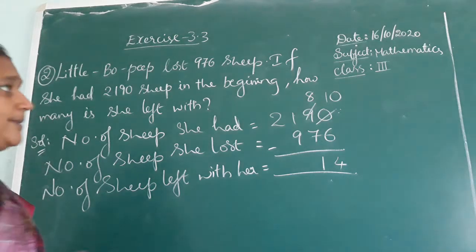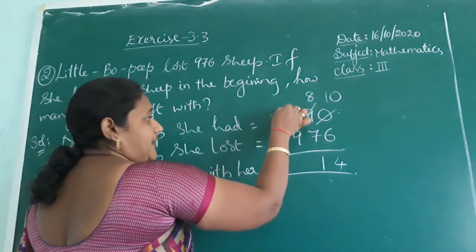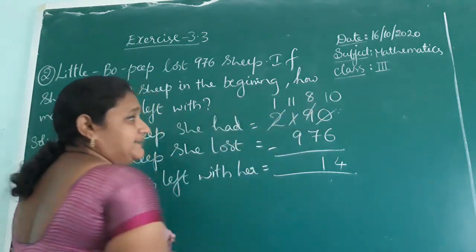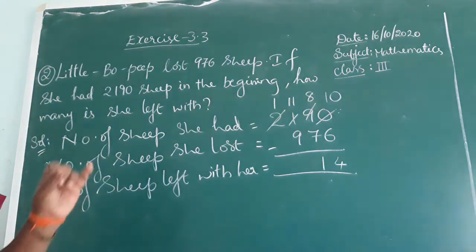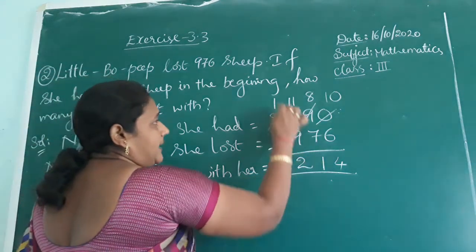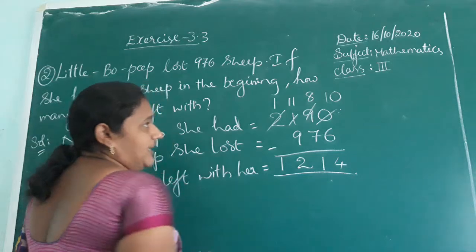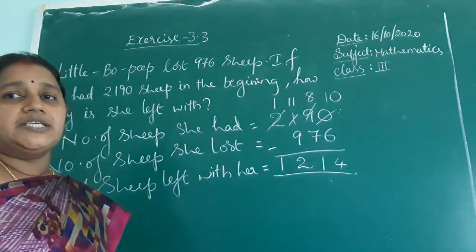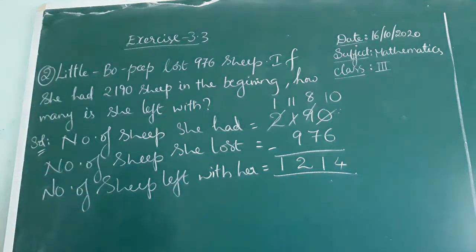What is the before number here? 2. So now it becomes 2 minus 1, 1. Now it becomes 10 plus 1, 11. 11 minus 9, 2. And here 1. No more number to subtract, write that 1 here. So, how many sheep she had now? 1214 sheep she had now. Okay. See the next one, children.